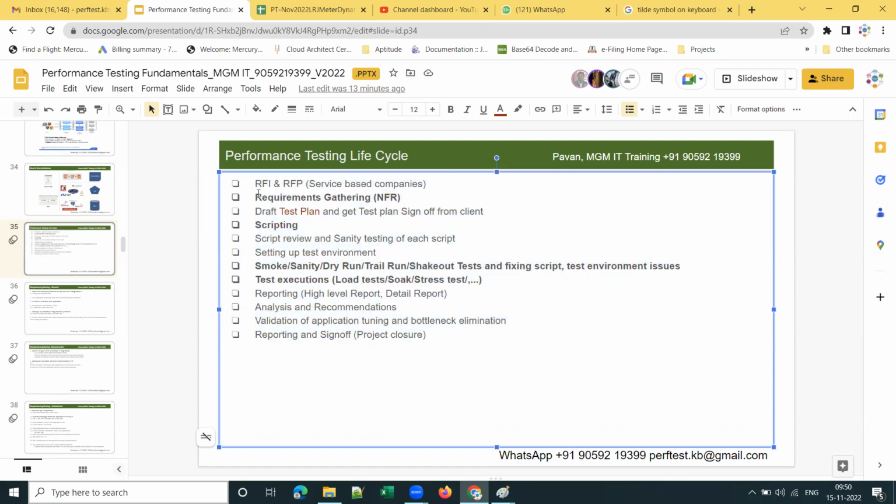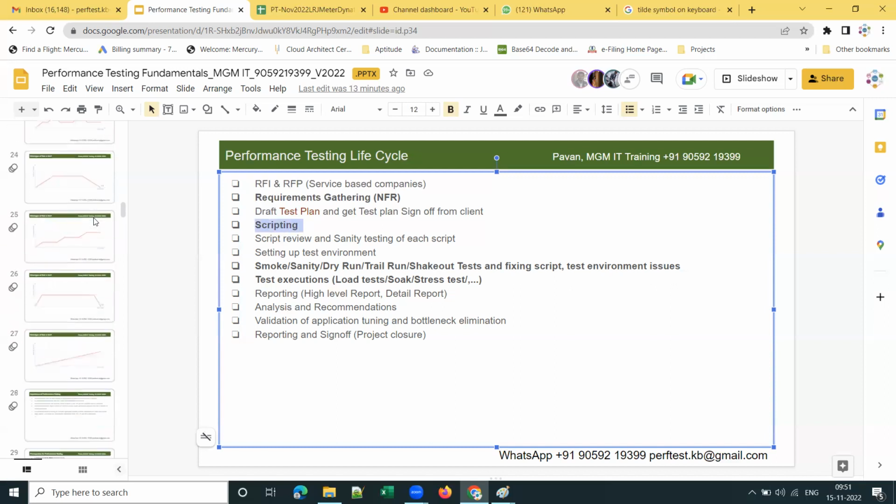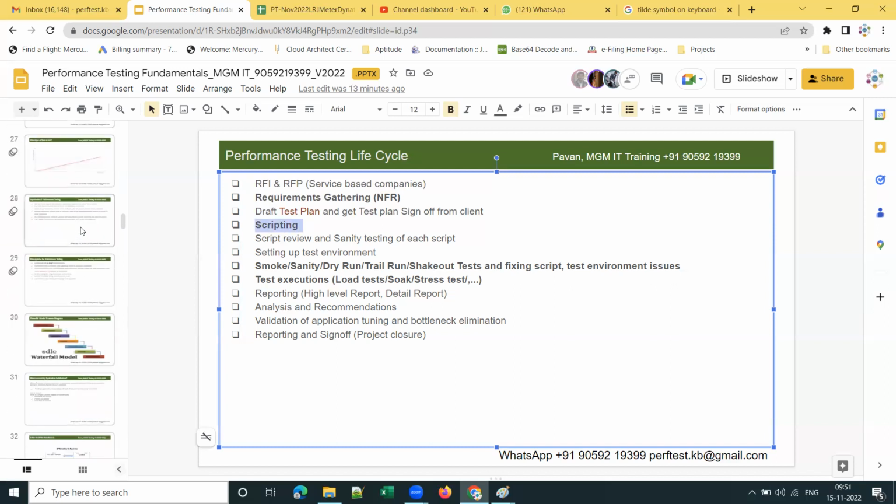For example, in the test plan phase, we will prepare a test plan and share it with the client. In the scripting phase, we have to give the scripts to the client. Once we are done with scripting, we need to share the scripts with the client. So in each phase, we have some deliverables also. I'll explain that when I cover the performance testing life cycle. Okay, so maybe in the next 1 or 2 sessions, we will have that.